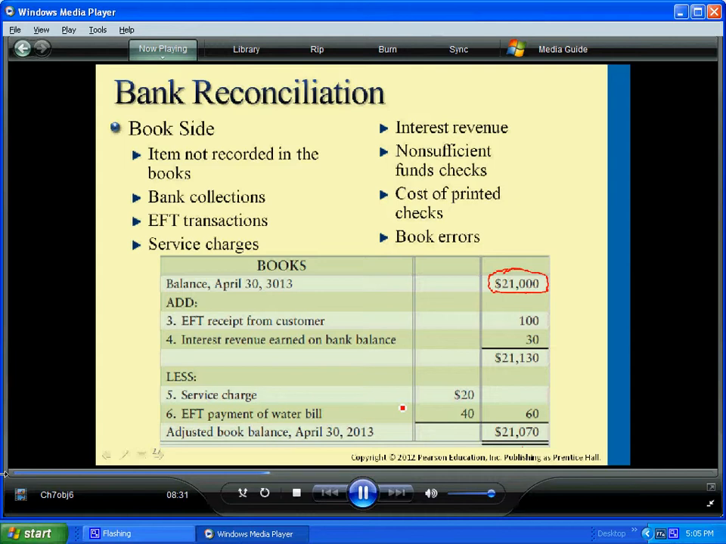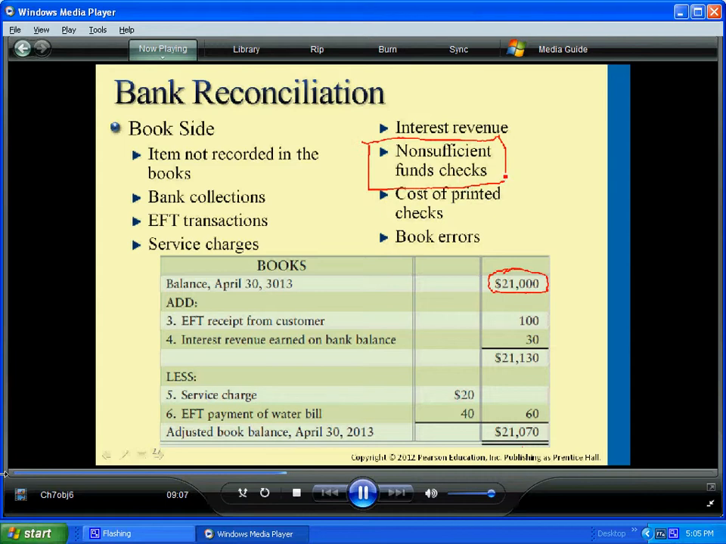What else might we have? Let's go up to the top here. We've got the bank collections, the EFT transactions, the service charges, the interest revenue. Here's an important one, NSF checks. NSF checks are non-sufficient fund checks. These are checks from our customers that have bounced. So we have to account for NSF checks. What do we do for NSF checks? We would subtract them from down here.